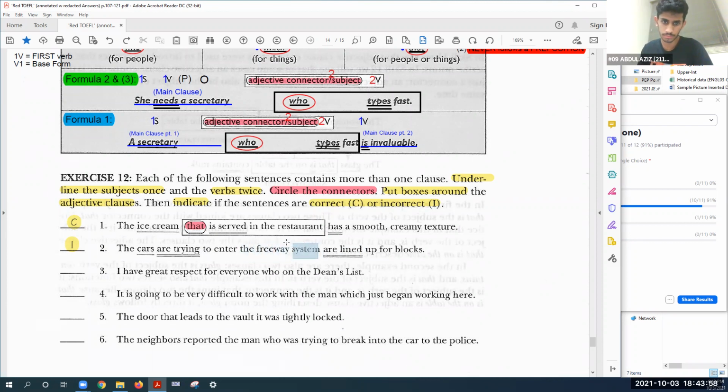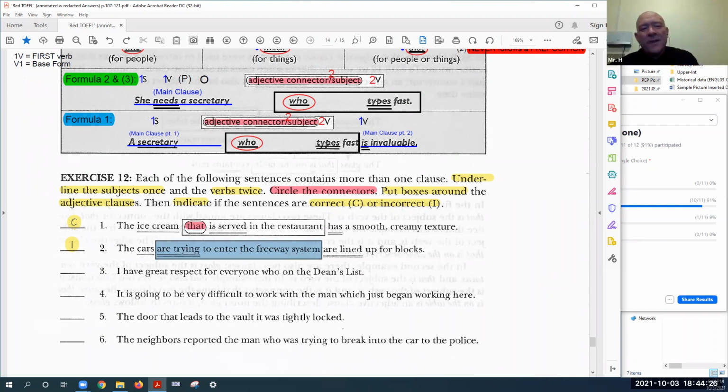The freeway system. You see, what is enter here? To enter, what is that? Infinitive. Enter is an infinitive, right? Yes. So what is the system? System is an object. So there's no subject here, right? No subject here. Ah. We have to put a connector.